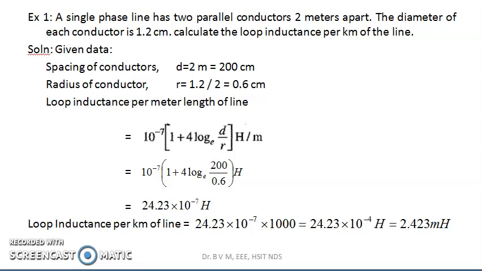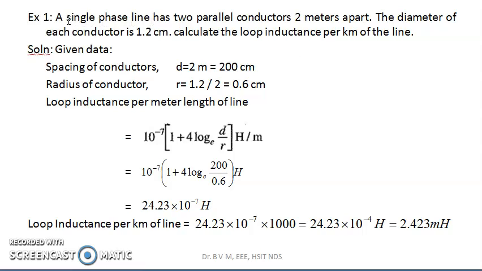Dear friends, in this video lecture, we shall calculate the inductance of transmission line. First one is a simple one, a very straightforward one. And second one I will take up the double circuit example.